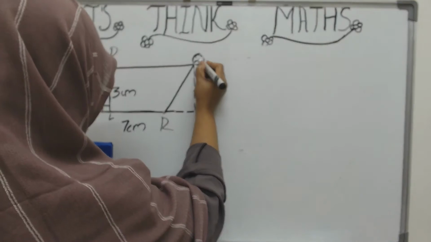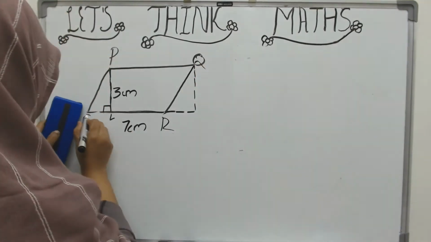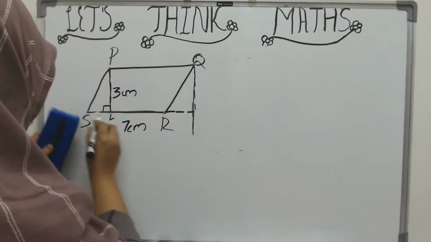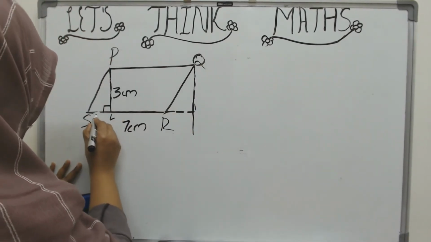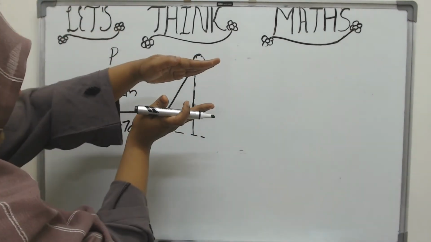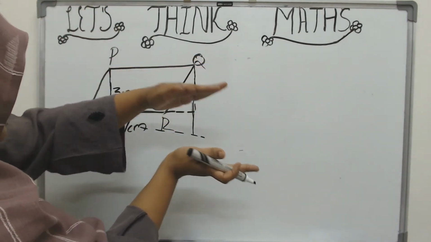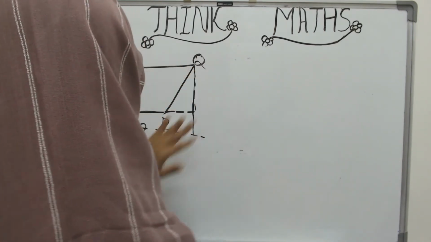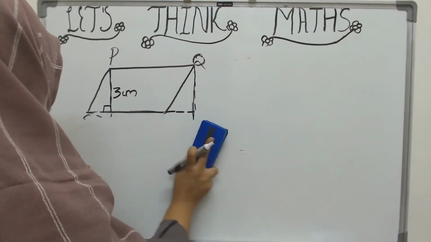If the height from Q to SR, instead of 3, suppose it is 4, then how will this SR look like? It will look like this. Or in other words, it will not be a parallelogram. It will look like this. And what does that mean? It cannot be a parallelogram. So there is no way that this can be anything other than 3.